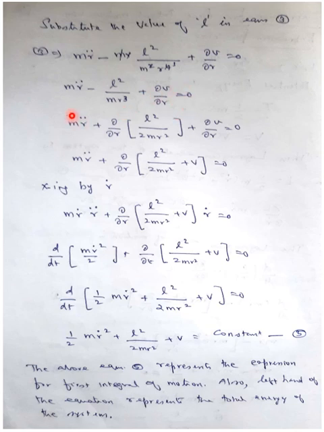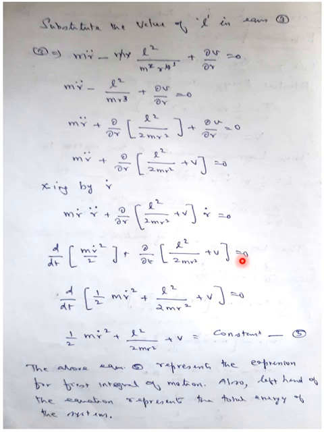Multiply this equation with r dot, multiply all the terms with r dot, then substitute and solve this: d by dt of m r dot square by 2 plus d by dt of L square by 2 m r square plus V equals 0. Take d by dt common: d by dt of (m r dot square by 2 plus L square by 2 m r square plus V) equal to 0. So half m r dot square plus L square by 2 m r square plus V equal to constant, which is called the expression for the first integral of motion, the first integral equation of motion.